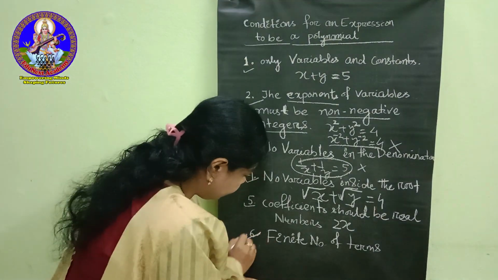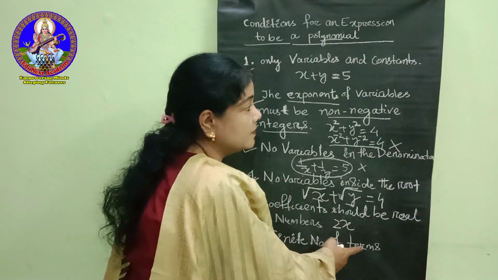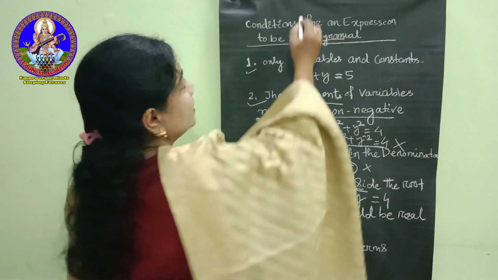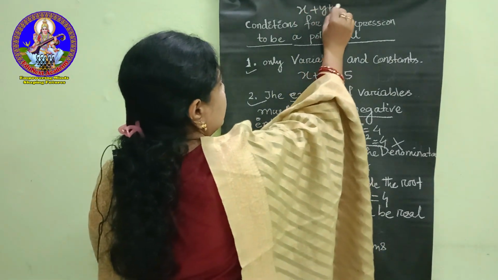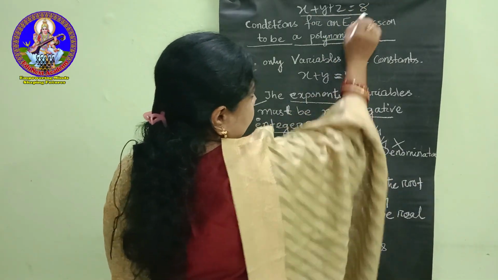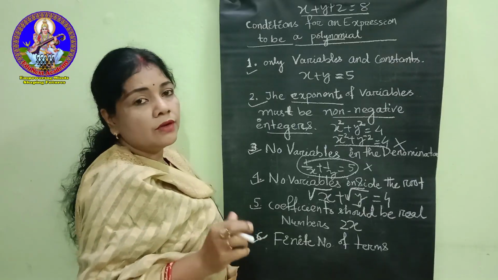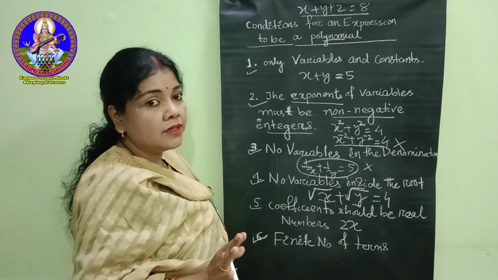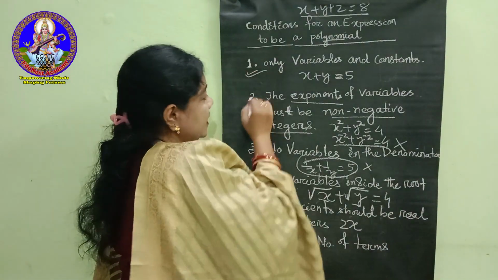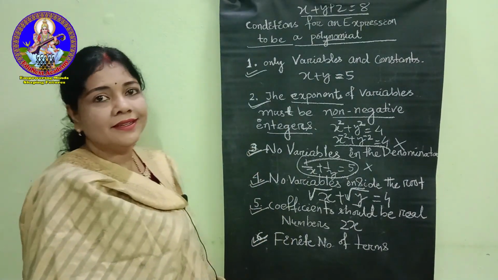And the sixth, the final condition is it should be finite. It should have a finite number of terms. It should be a finite sequence. For example, x plus y plus z is equal to, for example, 8. So it has finite terms. There are together 4 terms. 4 is a finite number. So a polynomial should follow this finite expression. So these are the basic conditions required for a mathematical expression to be a polynomial.